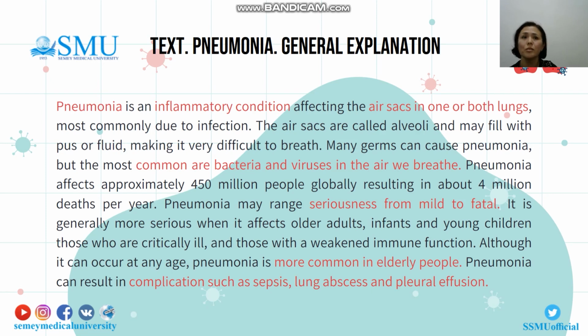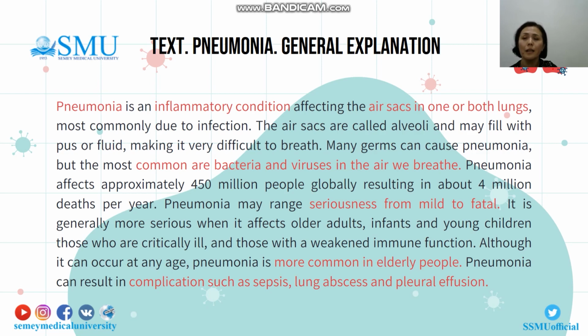Now let's turn to our text. Pneumonia, general explanation. Pneumonia is an inflammatory condition affecting the air sacs in one or both lungs, most commonly due to infection. The air sacs are called alveoli and may fill with pus or fluid, making it very difficult to breathe. Many germs can cause pneumonia, but the most common are bacteria and viruses in the air we breathe.